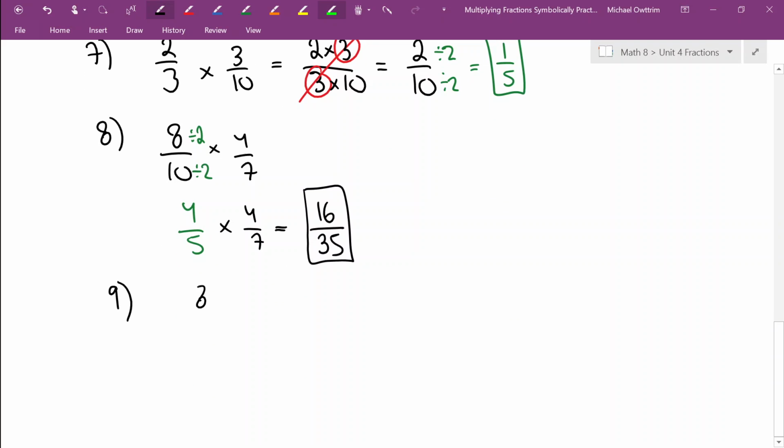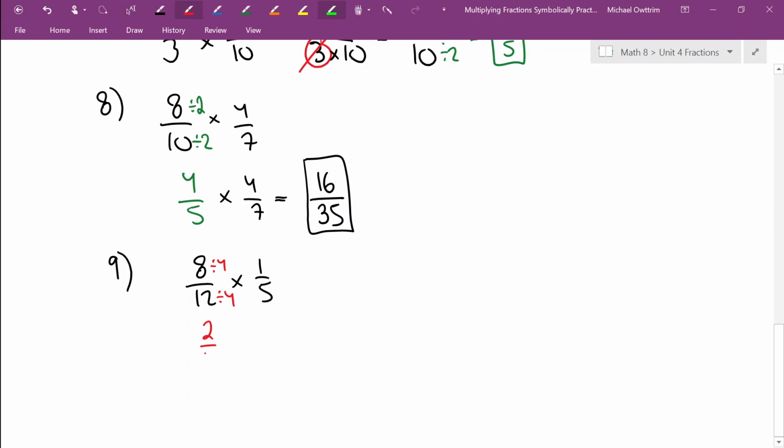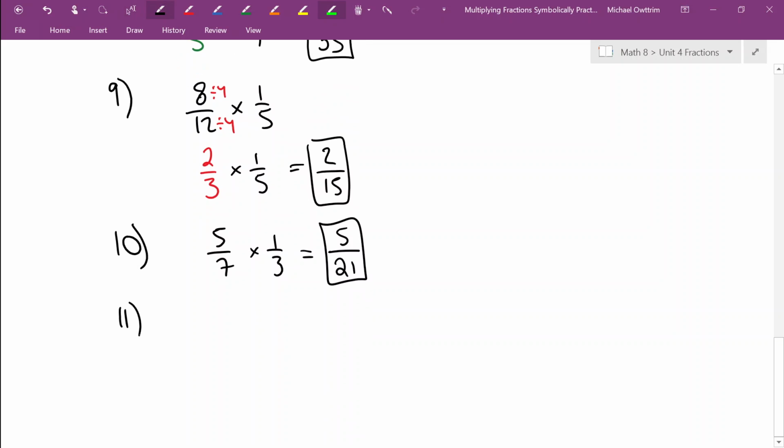Question 9, we've got 8/12 times 1/5. 8/12 can simplify by dividing by 4. That's going to give us 2/3 times our 1/5. 2 times 1 is 2, and 3 times 5 is 15. Question 10, 5/7 times 1/3. No simplification possible there, so 5 times 1 is 5, 7 times 3 is 21, and there's no simplification in that answer.